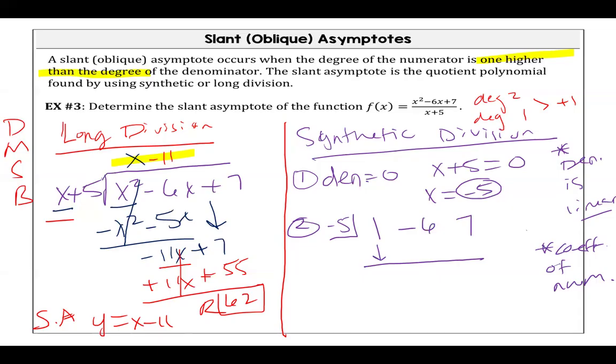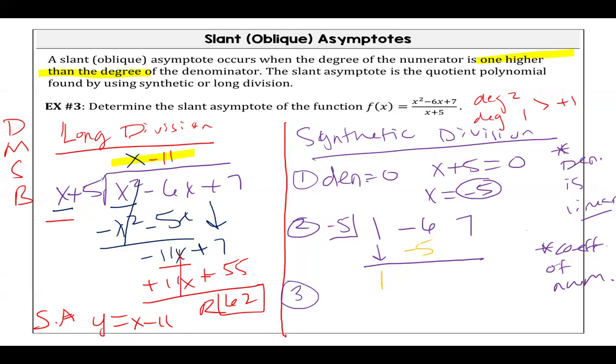Now that it's set up, step 3 is to solve. All right, when we're solving, you're going to always bring down, that's why we put an arrow there, the first number. We multiply on the diagonal and then write its product, and we add vertically. Okay, so we multiply. So -5 times 1 is -5.